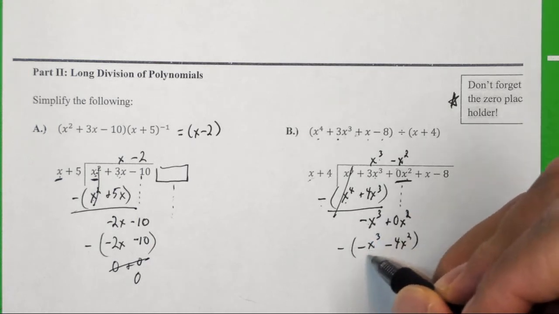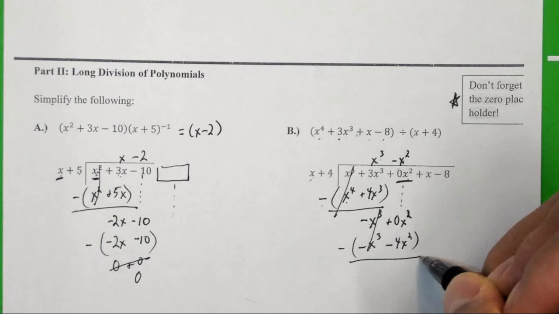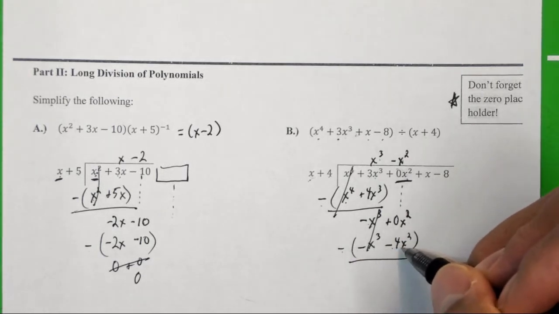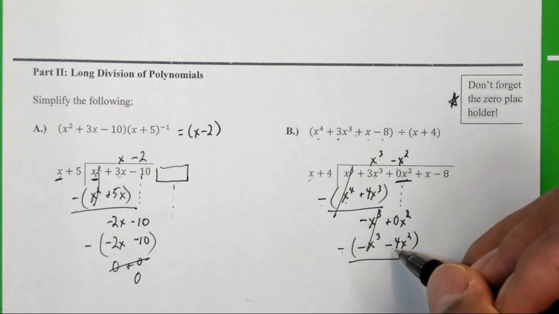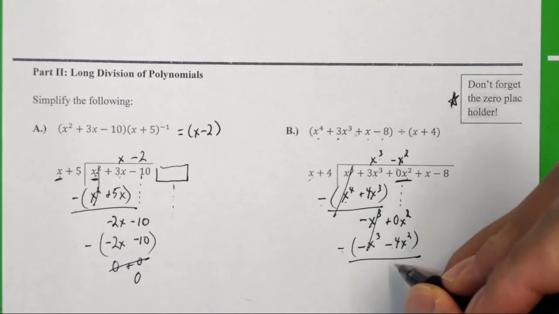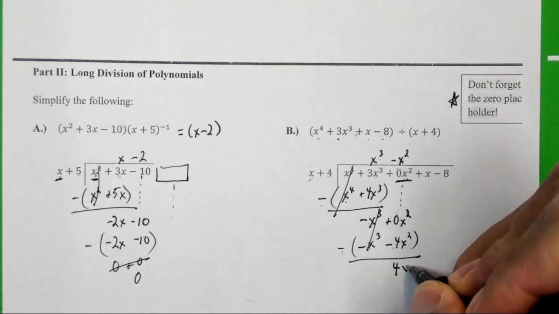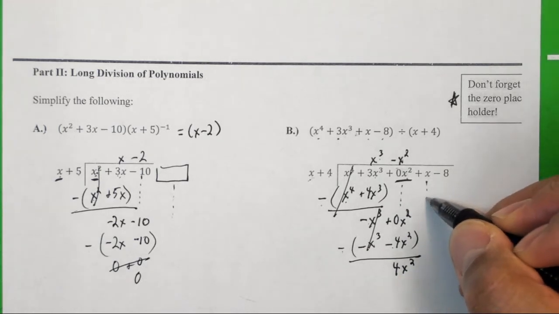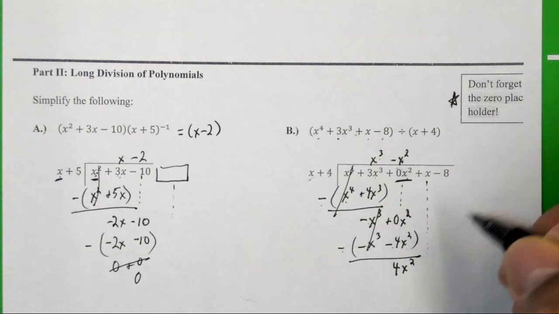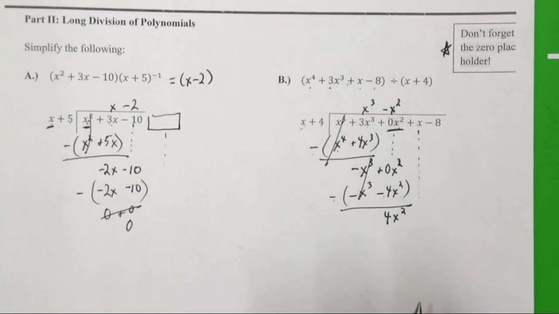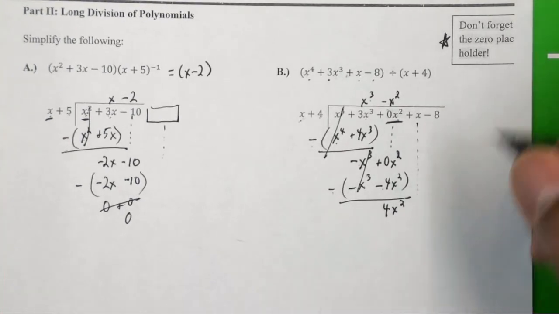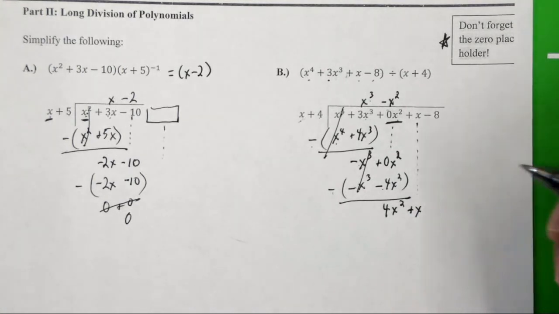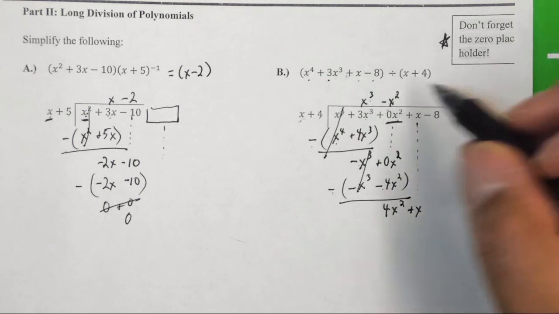Negative x cubed minus negative x cubed. Good, they cancel. And 0x squared minus negative 4x squared. Uh-oh, minus a negative. Don't fall for that one. Positive 4x squared. And now it's time to bring down the next term. I'm going to shift my paper up here so we got plenty of space. Plus x for the next term. And again, repeat the algorithm.